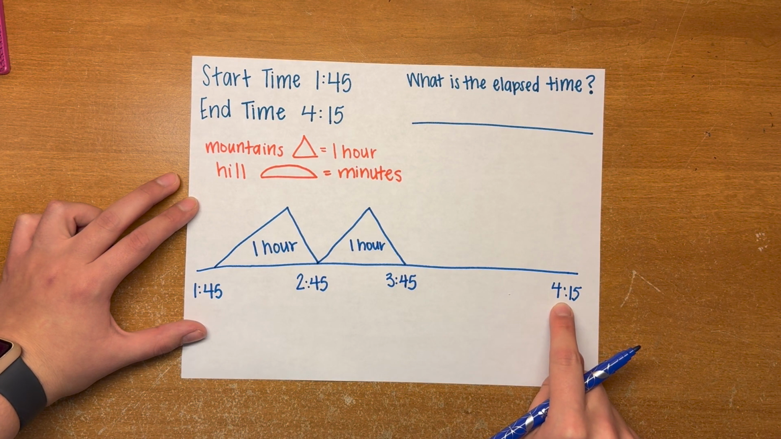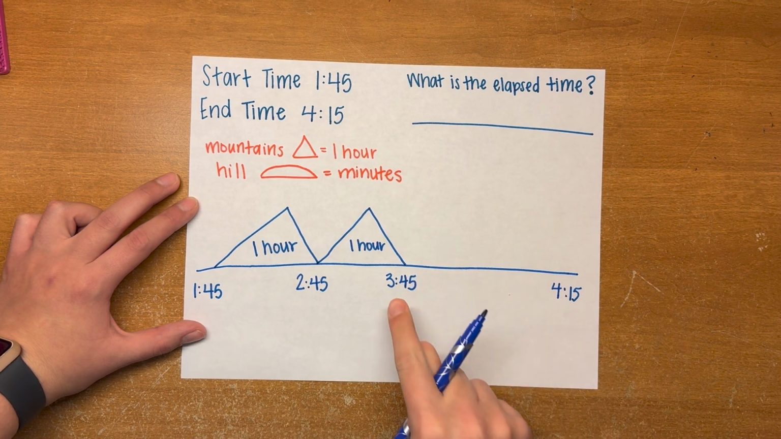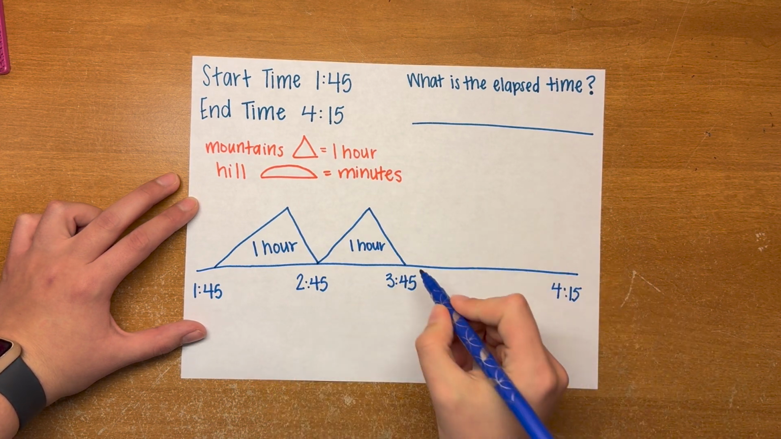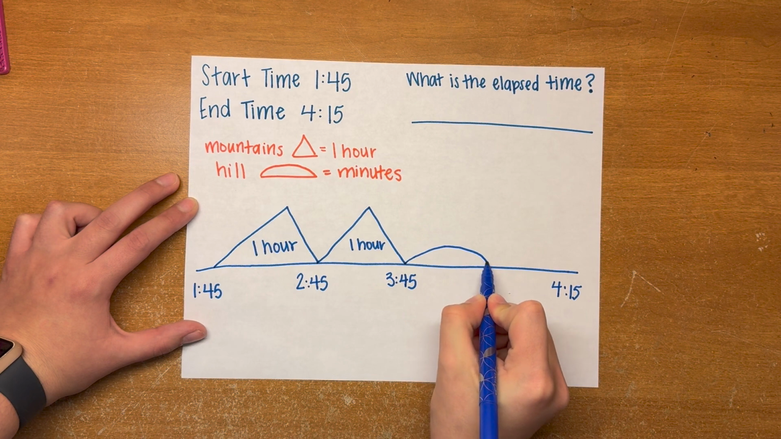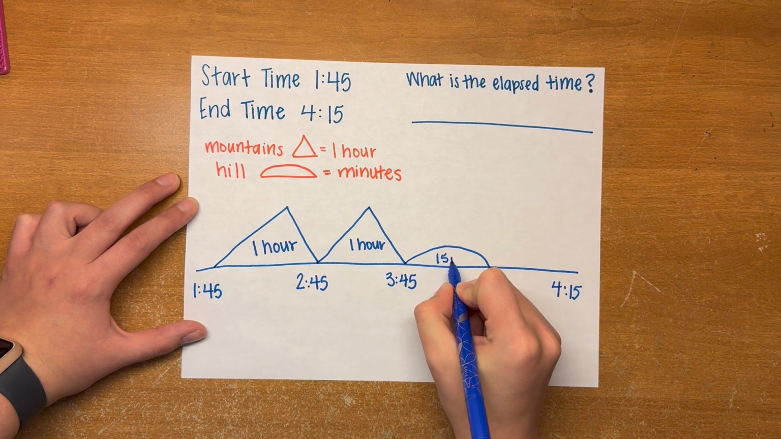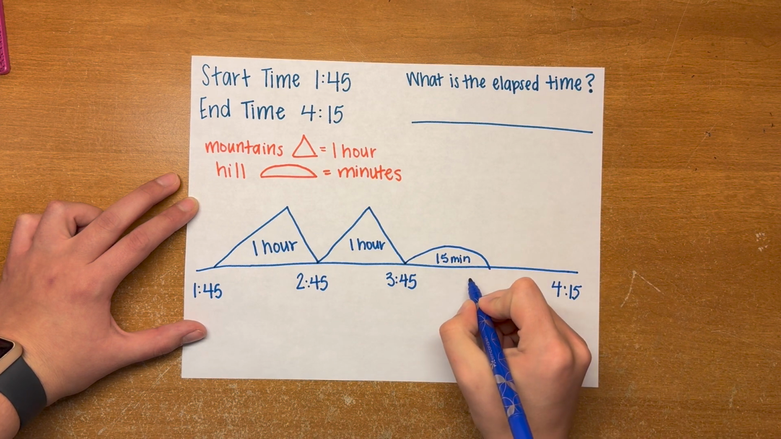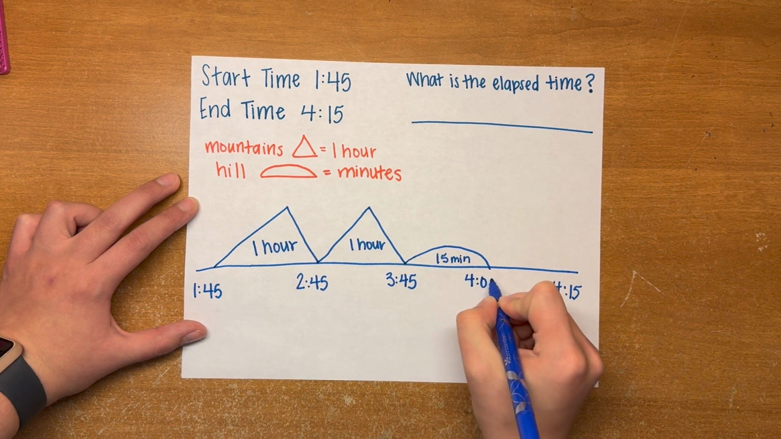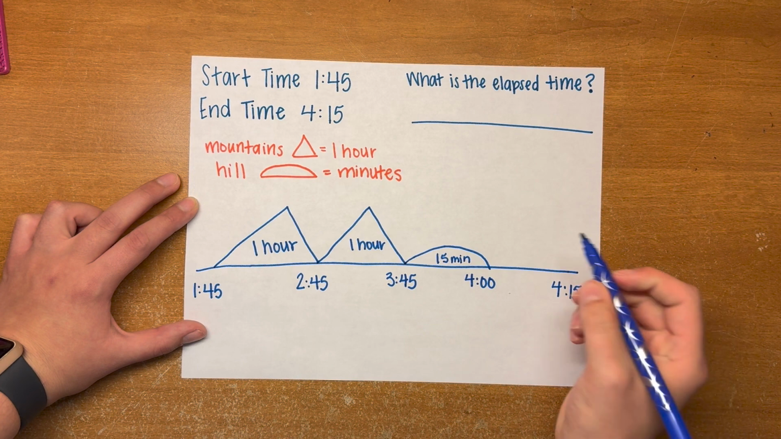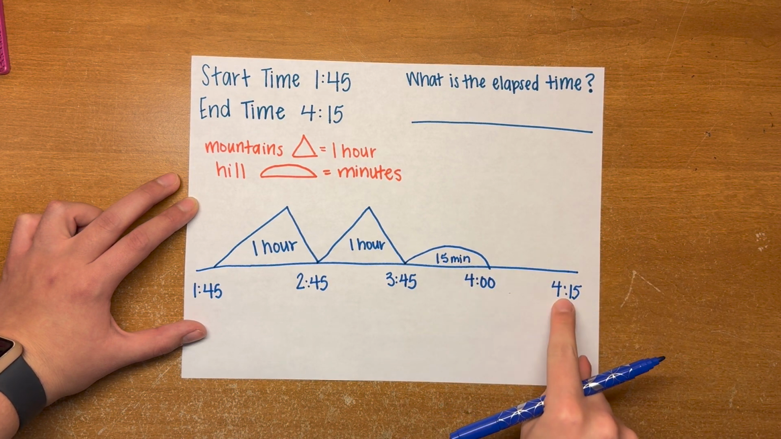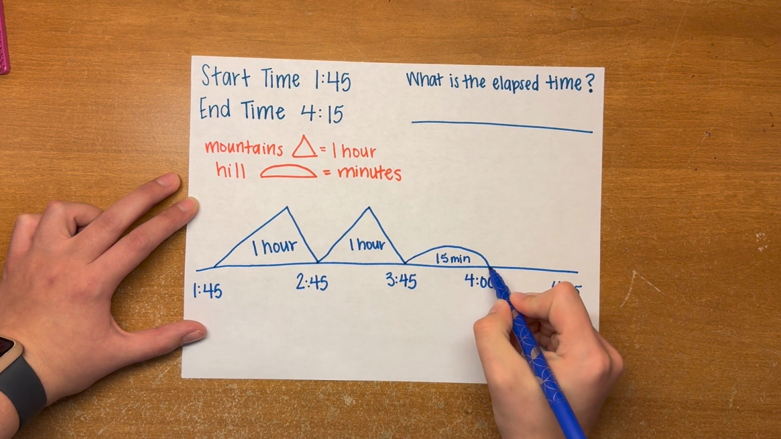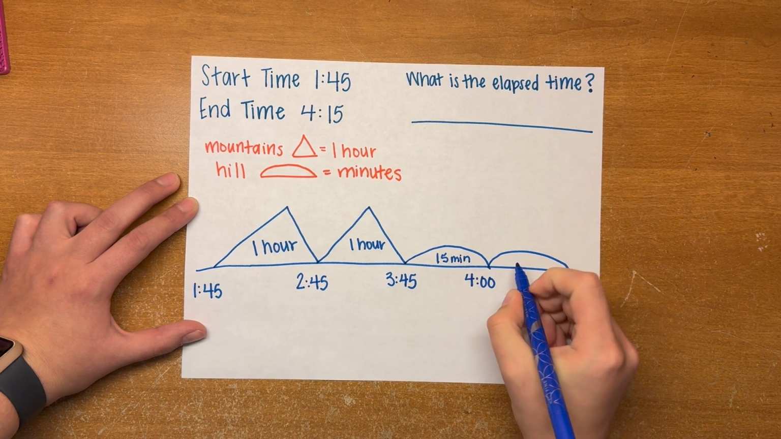So now I'm going to move on to using hills for my minutes. In order to get to the next hour, I'm going to jump a hill that has 15 minutes, because 15 minutes will take me from this quarter hour to the next hour, which is 4 o'clock. Now I'm going to jump all the way to 4:15, which is only 15 more minutes.